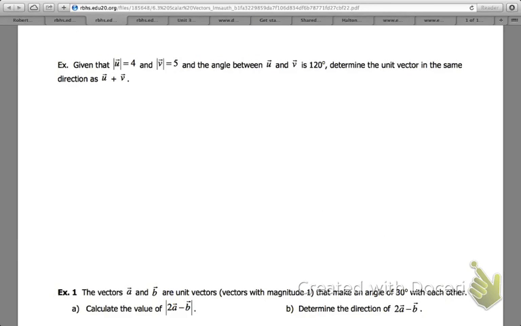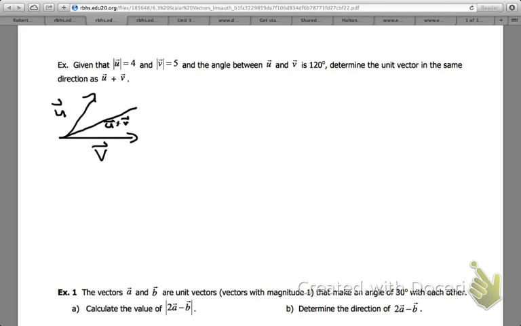So our example here, given that our magnitude of u is equal to 4 and the magnitude of vector v is 5, and the angle between u and v is 120 degrees, we want to determine the unit vector in the same direction as u plus v. So what we have here, we have our vector u and we have our vector v. And when we add them, this here will be our u plus v.